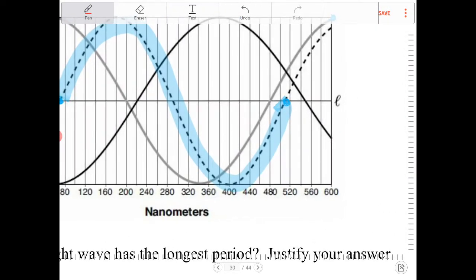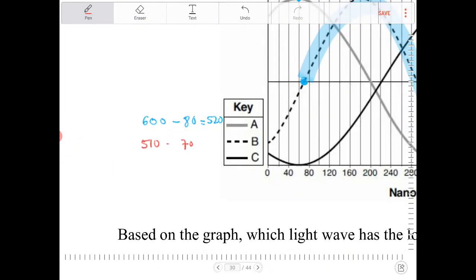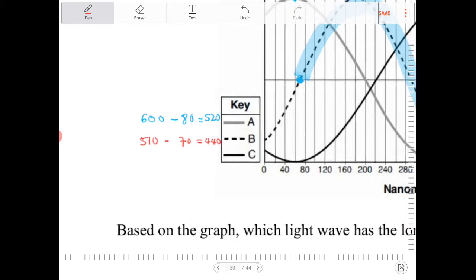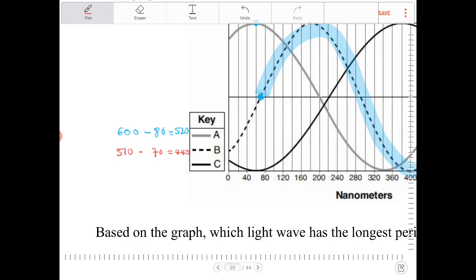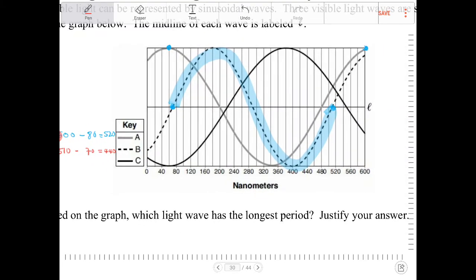And let me double check that. This point over here, is it going to be, let's see, 480, 500, yeah, it will be around 510. I want to say 510. So 510 minus 70, what is that approximately? That would be 440 then. So that would be 440. So right now, wave A is the longer one, but let's check out wave C.